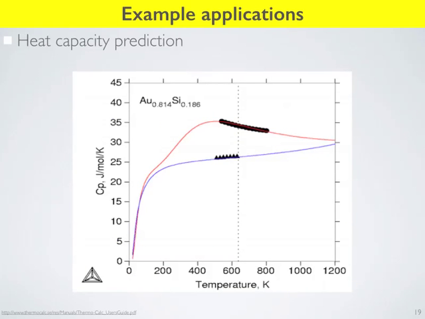You can also do property prediction. Rather than just plotting phase equilibrium and phase diagrams, you can plot properties. Maybe you're interested in estimating the heat capacity of your particular system. In this case, it's gold-silicon as a function of temperature, and so it can give you heat capacity data, which could be interesting for design purposes.